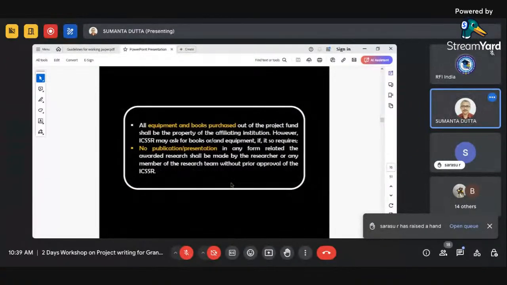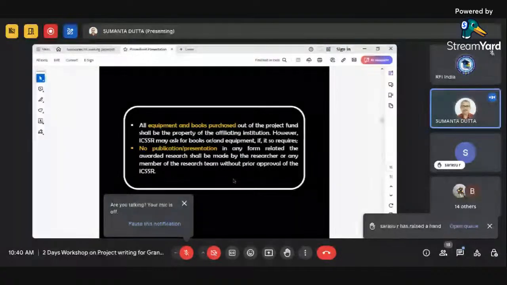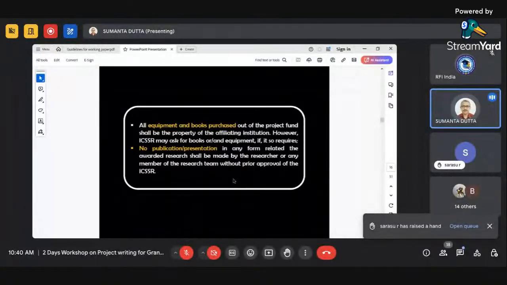Now, that is very important. If you ask me one question, that sir, we have for the purpose of our project some books and equipment. So these books and equipment definitely, after the end of the particular project, become the property of the affiliating institution where the project coordinator is associated. But sometimes what happens, if it is not requested by ICSSR to return those books to ICSSR, the institution can keep those particular books for the purpose of their future use.